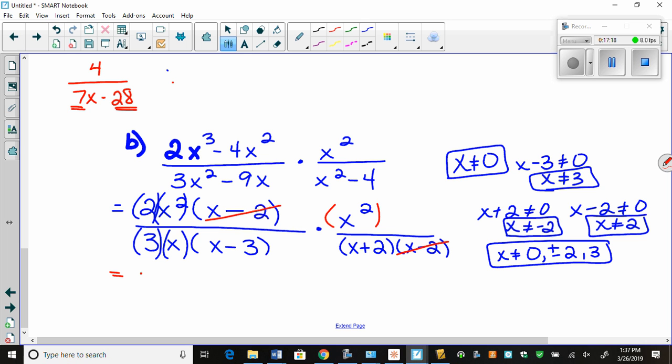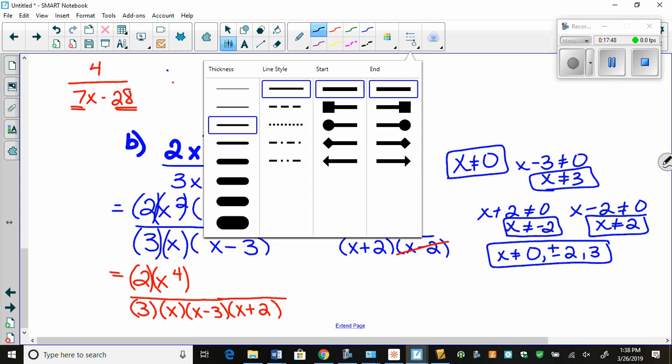So I'm going to get 2. And then I have x squared times x squared, which is x to the what? 4, because it's x times x times x times x, so I have 4 x's. And they can go in separate brackets over 3 times x minus 3 times x plus 2. Then sometimes when you put them together, you spot, oh, wait a second, I have 4 x's up here and 1 down here, right? So I can cross off one of them.